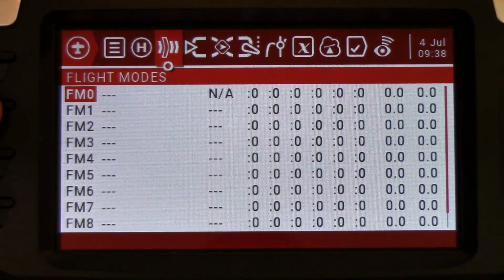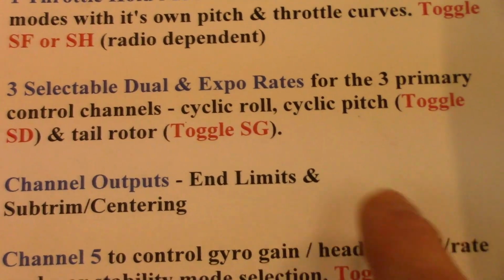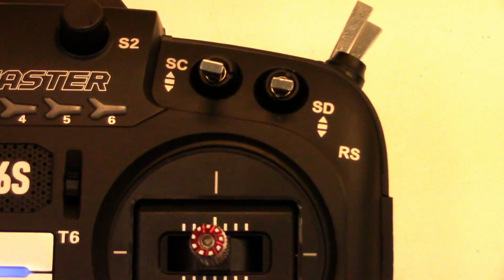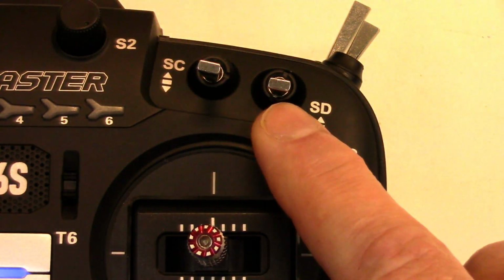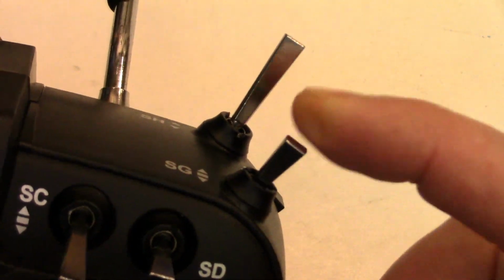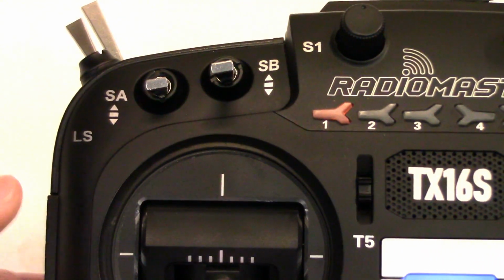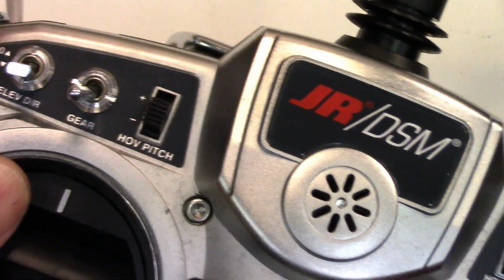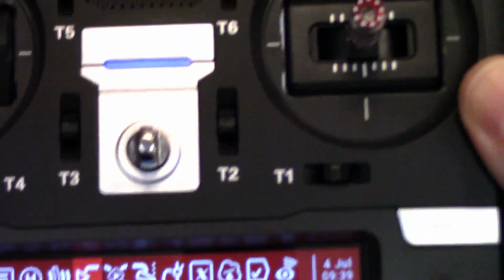Go to our next field, flight modes. Don't touch this. Now this is where we're going to be setting our 3 selectable dual and Expo rates. So first thing you have to figure out is which toggle switch you're going to be controlling your dual rates from. Again, I'm going off of my JR radio, what I'm familiar with. I like my cyclic dual rates with my SD toggle and my rudder dual rate with my SG. But this is entirely up to you. If you want, you could have really traditional style where you've got elevator dual rate on your far one, aileron on this one, and rudder on here. But I never fly that way.